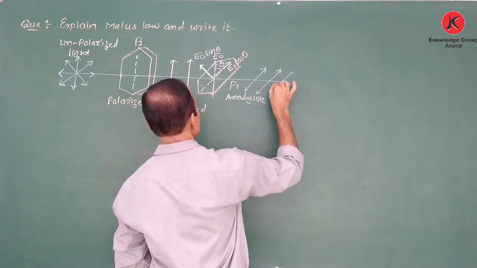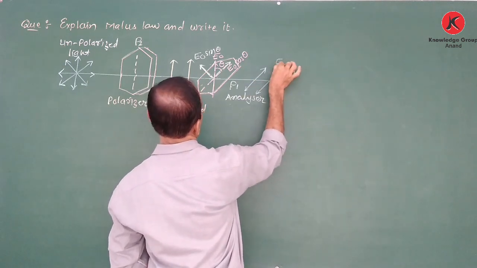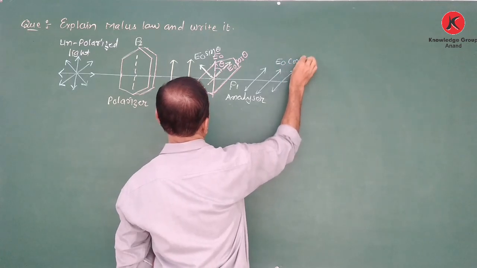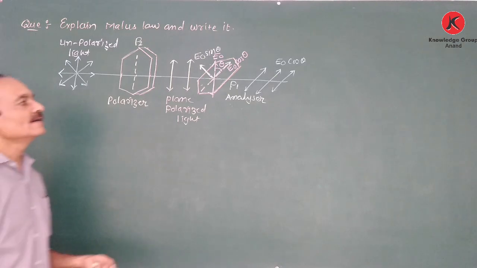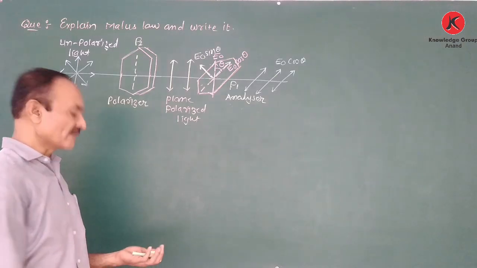The intensity is given by E0 cos theta, the final transmitted light from the analyzer, the other sheet P1.